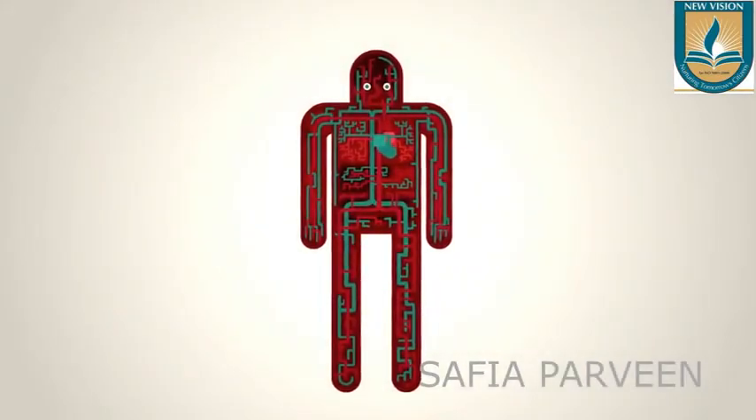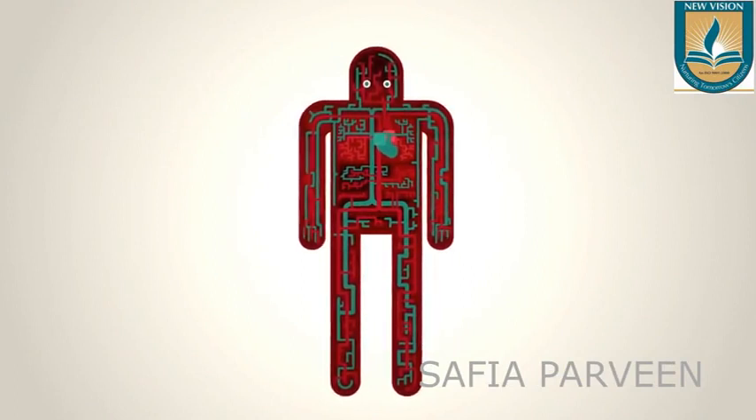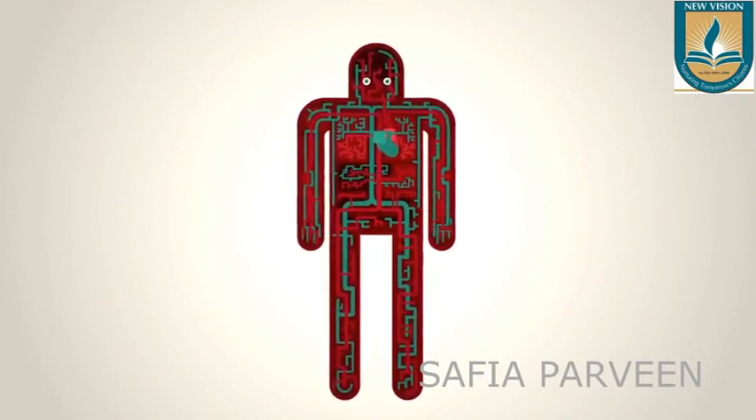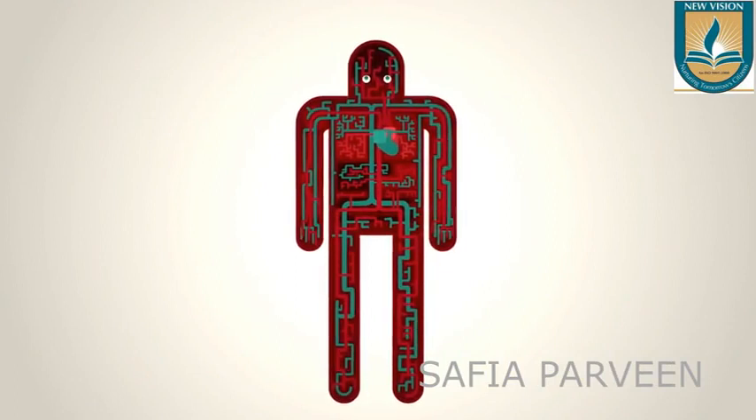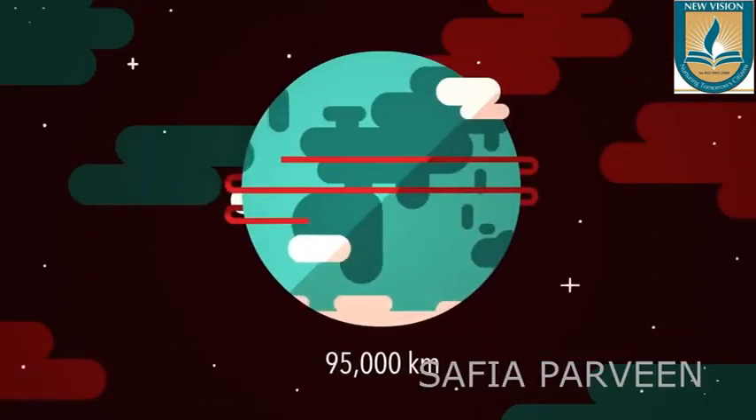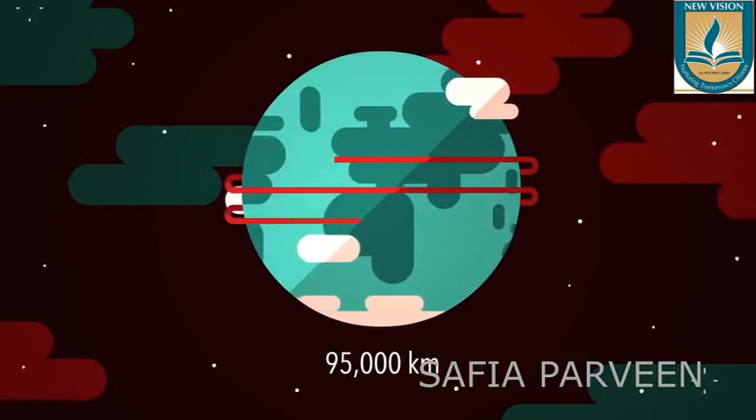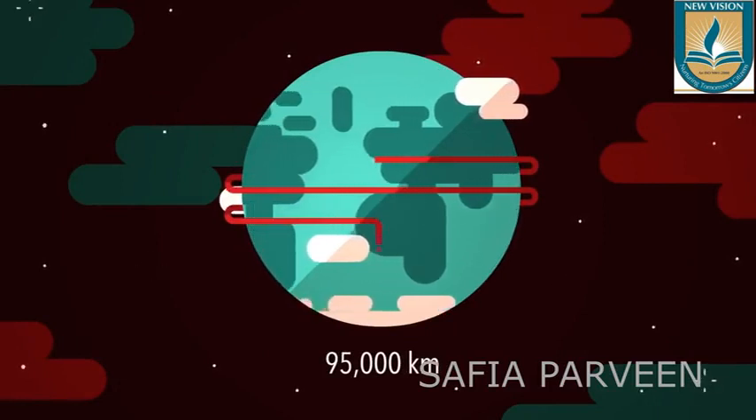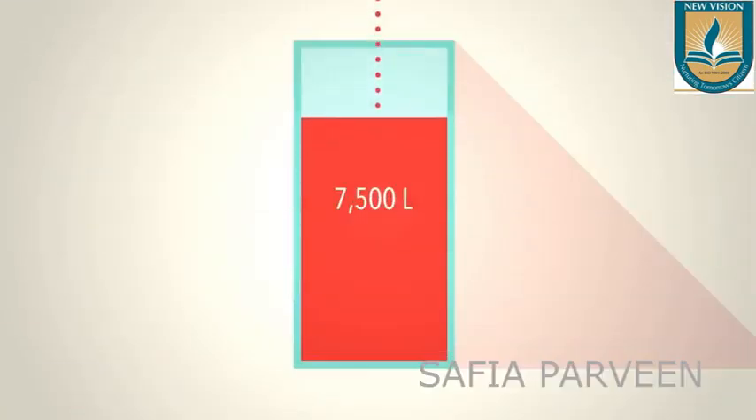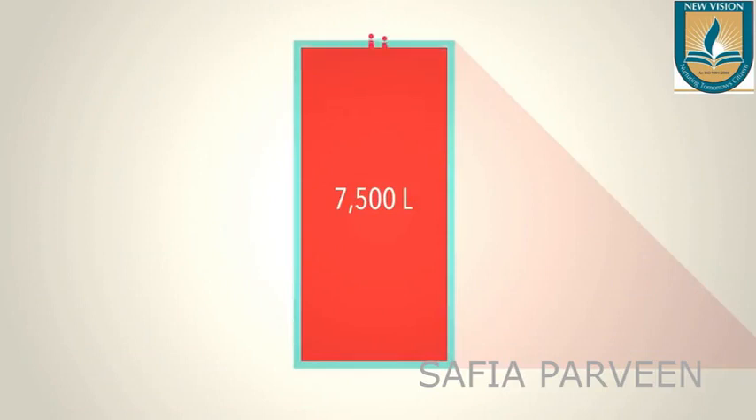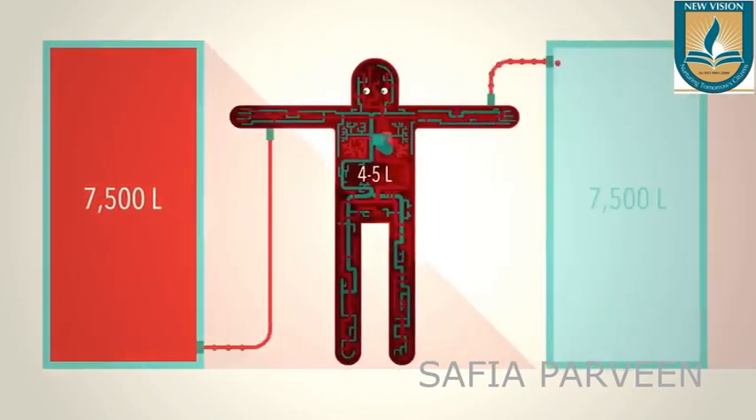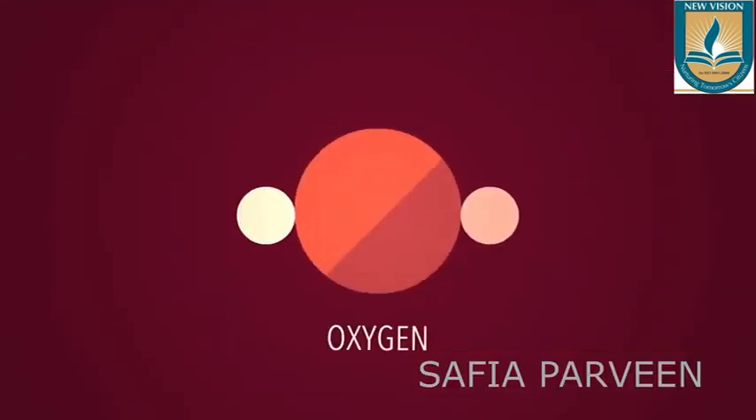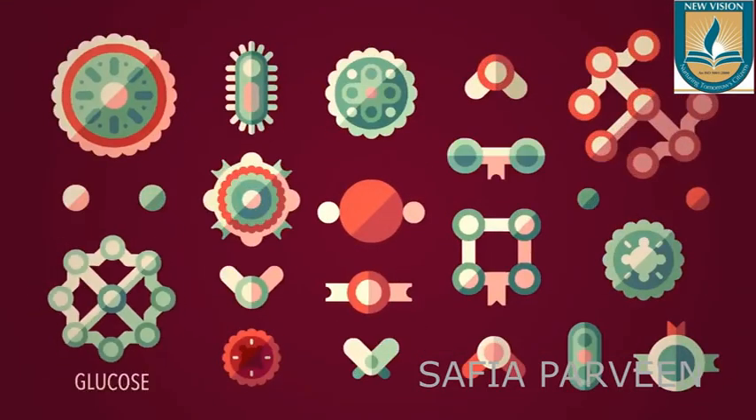One of the interesting facts about blood vessels is that if you line up all the blood vessels present in our body, they form a chain about 95,000 kilometers long, which can filter about 7,500 liters of blood per day. We know that we have only 4 to 5 liters of blood in our body, but repeated cycles filter 7,500 liters of blood in our body.